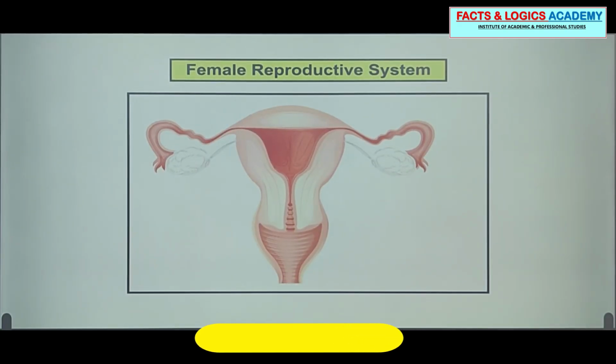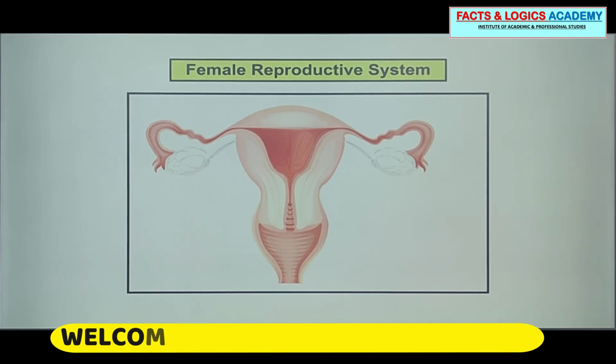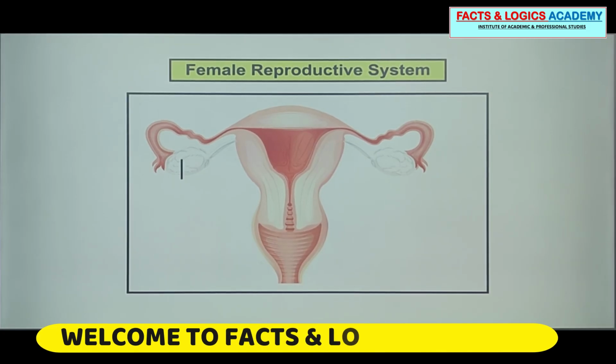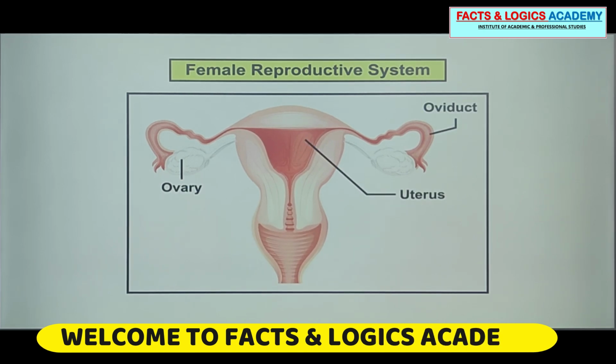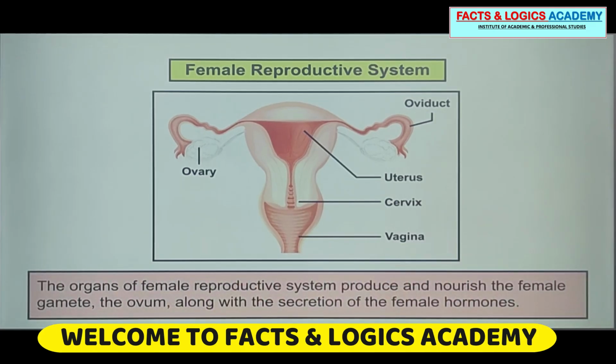Female reproductive system and their functions. So let's have a quick recap of the female reproductive system. Well, the female reproductive system primarily consists of a pair of ovaries, a pair of oviducts, uterus, cervix, vagina, and the external genitalia. All these organs function to produce and nourish the female gamete, which is termed as the ovum, along with the secretion of the female hormones.